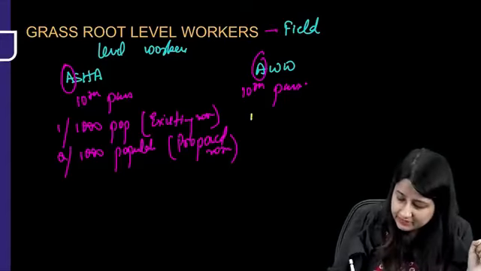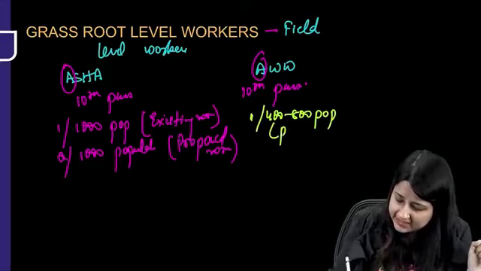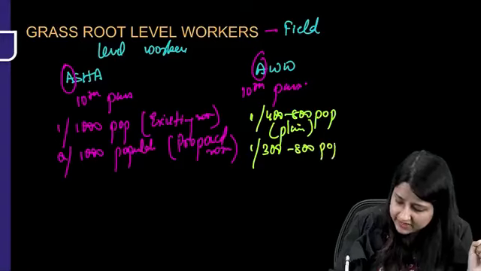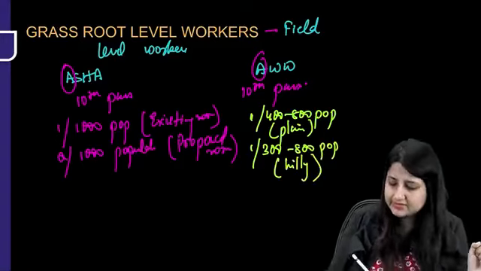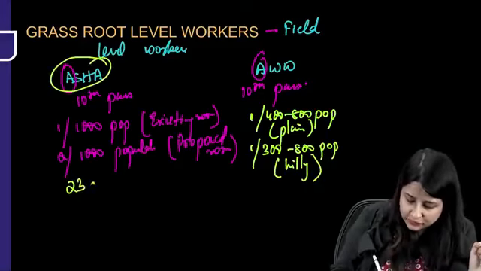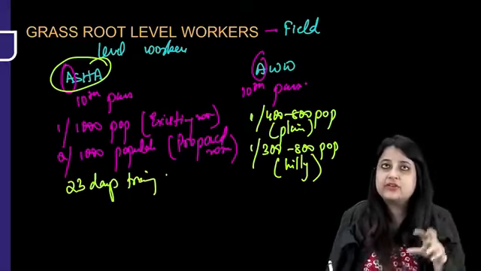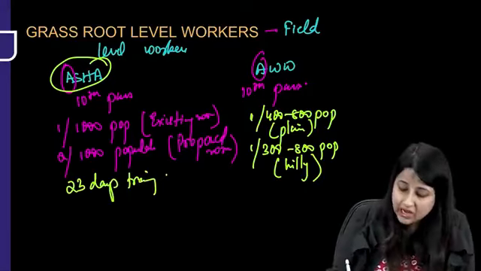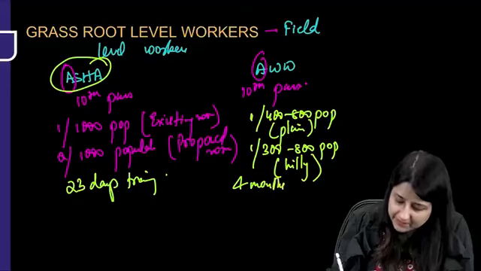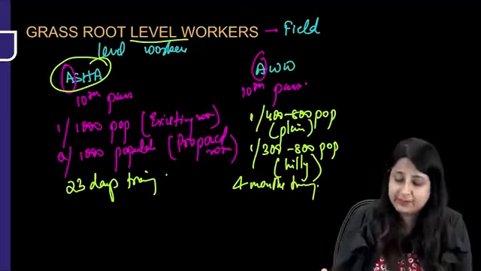Then Anganwadi worker is 1 per 400 to 800 population in the plain areas. Very important. And 1 per 300 to 800 population in the hilly areas. That is what is Anganwadi worker. Duration of training for Asha worker is 23 days. Training for any period, like continuous 23 days in a period of 1 year. Now, Anganwadi worker is dealing with children, so she has 4 months training. This is the minimum about grassroots level, Asha and Anganwadi, which you must know for your rapid revision.